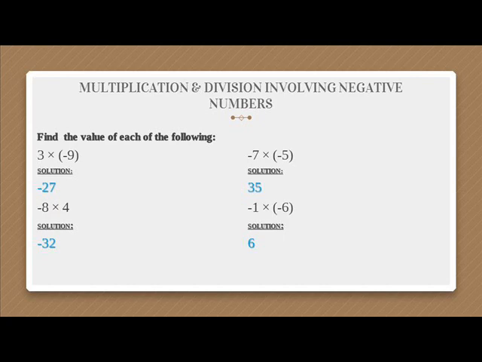In the third question, we have minus 7 into minus 5. These two numbers have same signs, so our answer will be positive. Minus 7 into minus 5 equals 35. In the last question, we have minus 1 into minus 6. As we can see that the signs are same, so our answer will be positive. Minus 1 into minus 6 equals 6.